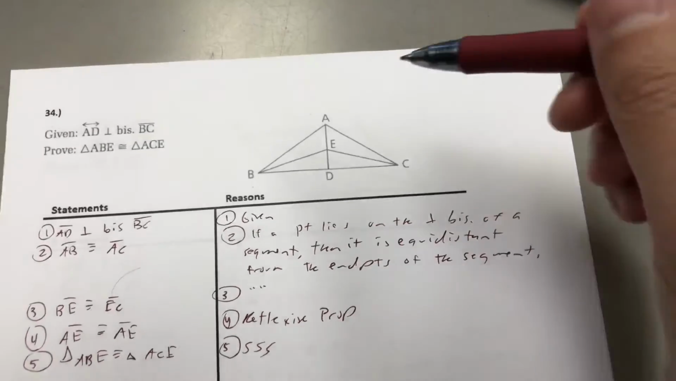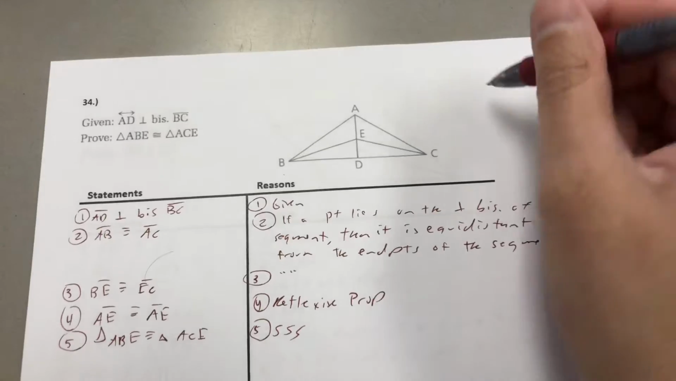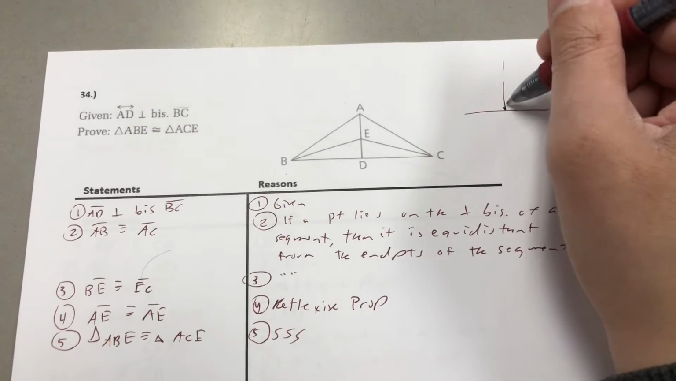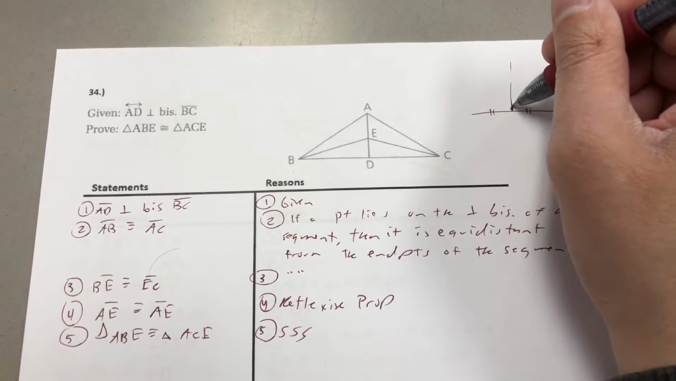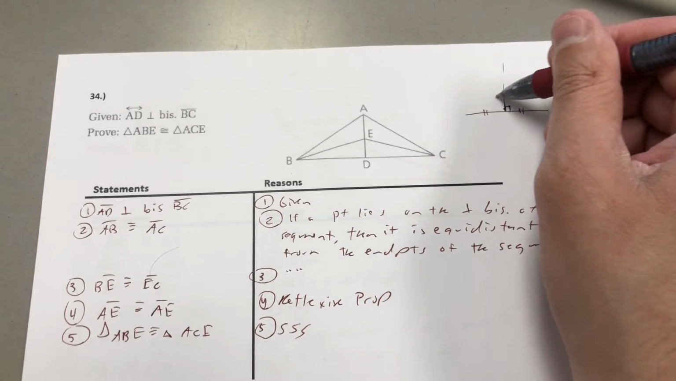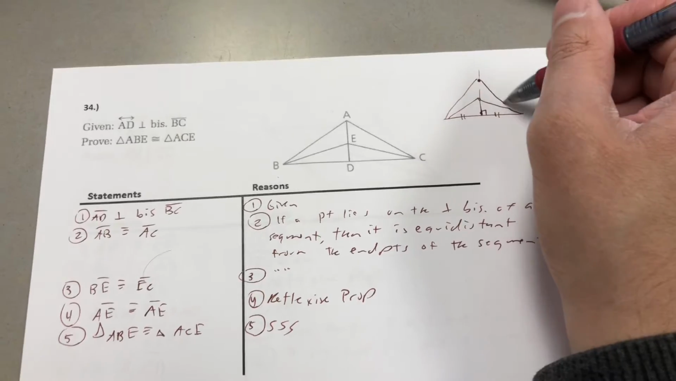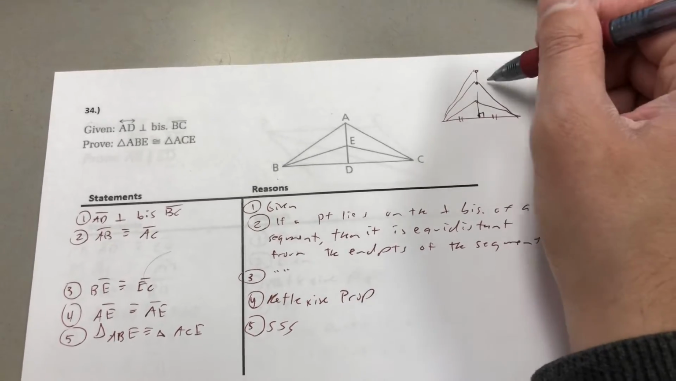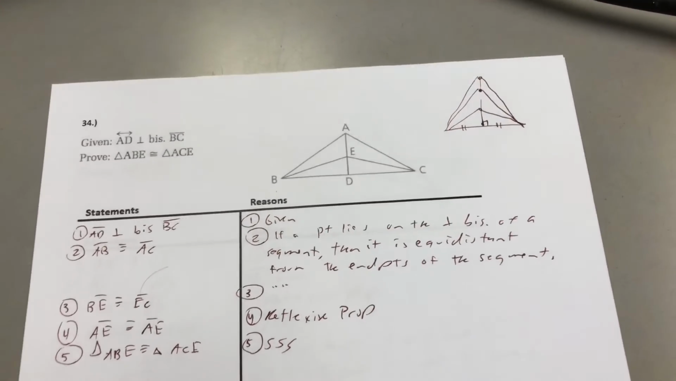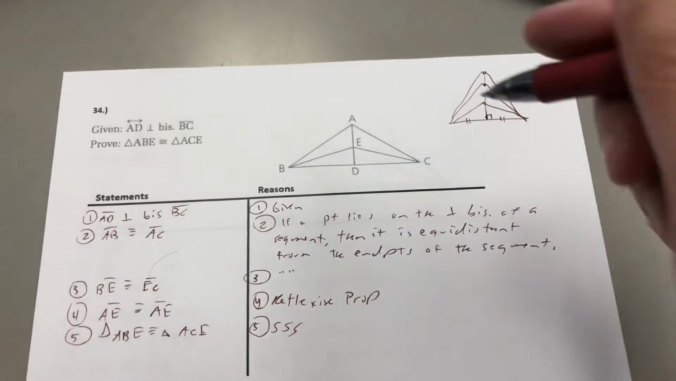All right, another proof here. This one here, they give you a perpendicular bisector. Remember that if you have a perpendicular bisector of a segment, any points that lie on that perpendicular bisector are equidistant from the endpoints of that segment. And you can just go down that perpendicular bisector and draw congruent segments. So that's the idea I used here.